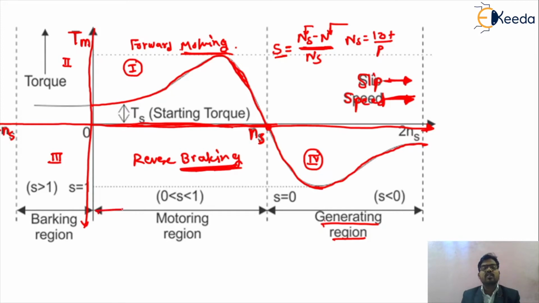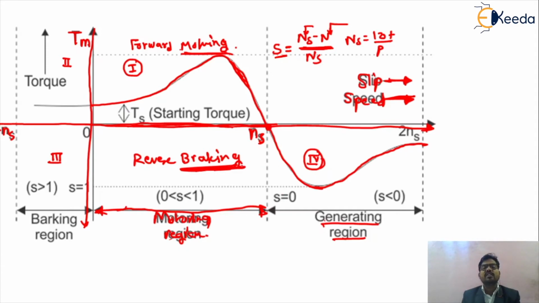So friends, this is the operation called motoring operation. In motoring operation, what will be the value of the slip? It will be between 0 and 1, so it is greater than 0 but less than 1. This is called the motoring region. And the fourth quadrant of operation is reverse braking.